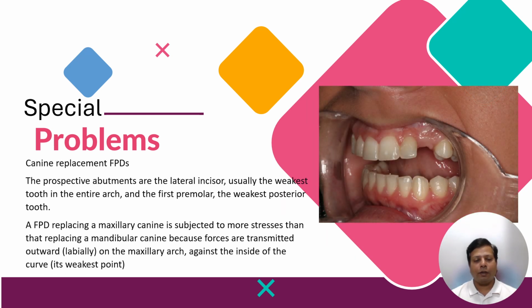Canine replacement fixed partial dentures generally pose quite a problem, as the usual abutments are the lateral incisors, which are the weakest among the anteriors, and the distal abutments are the first premolars, which are the weakest among the posterior teeth. So an FPD replacing a maxillary canine is subjected to more stresses than one replacing a mandibular canine, because the forces are transmitted outward, that is labially on the maxillary arch, against the inside of the curve, which is its weakest point.